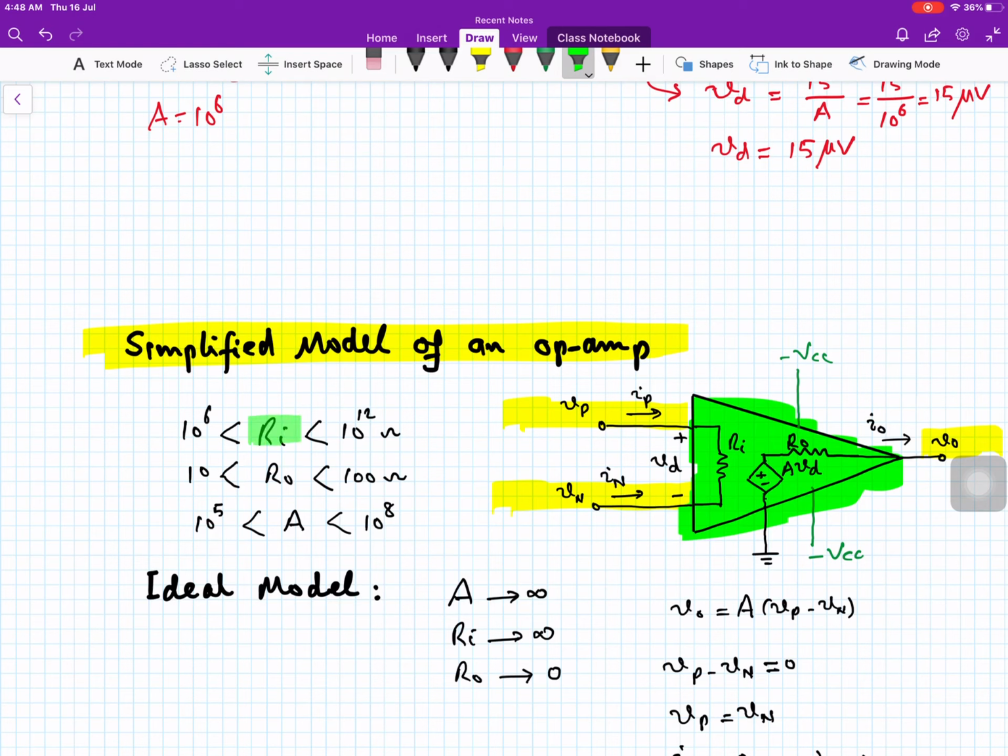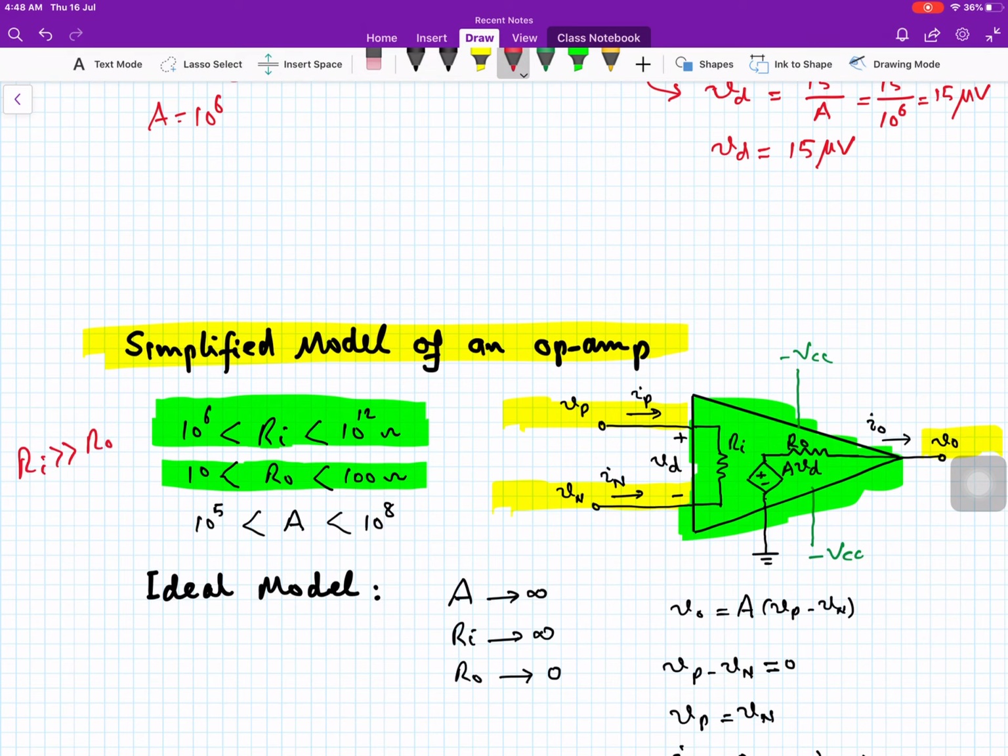Typical values of RI are between 10 raised to the power 6 to 10 raised to the power 12 ohm. Input resistance is a very high value, and output resistance varies between 10 ohm to 100 ohm. Here we see that input resistance is much greater than output resistance. And the voltage amplification, which we call open loop voltage amplification, has typical values in the range of 10 raised to the power 5 to 10 raised to the power 8.